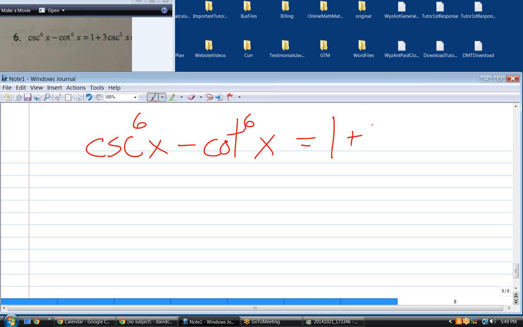Now, after what I discover, what's the rest of this? That doesn't look like it's all it. Cosecant squared x, cotangent squared x, times cotangent squared x. Okay.